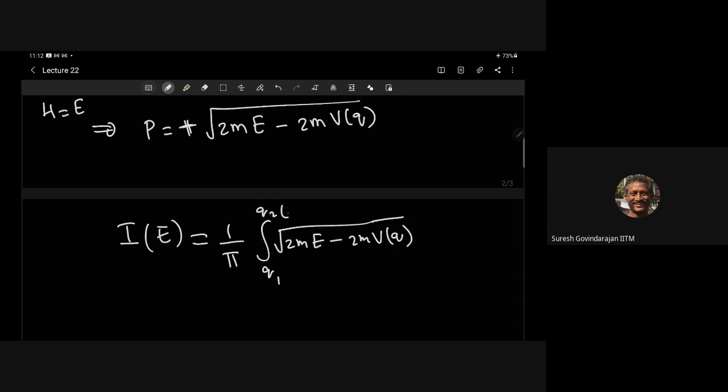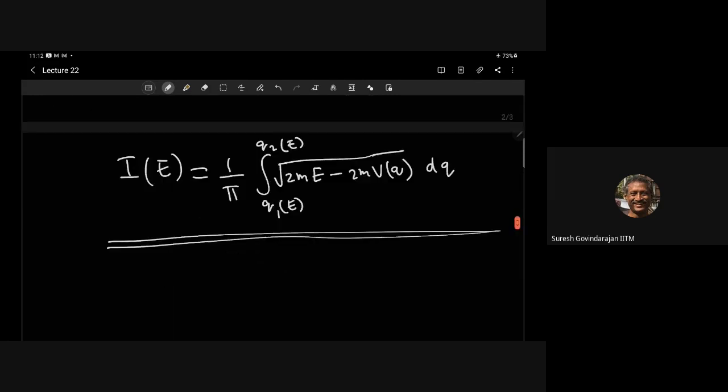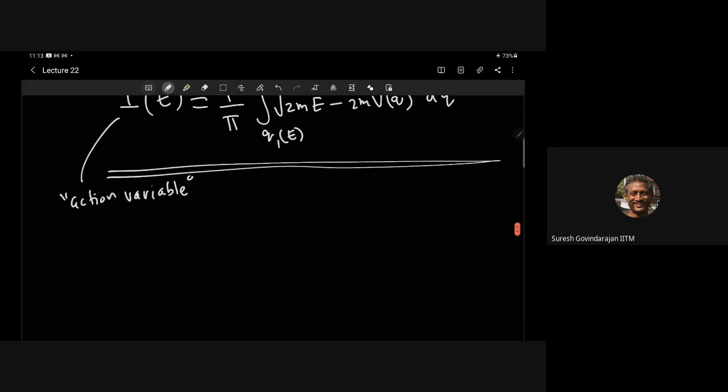And of course these also depend on E. So after you do this integration, this will be what we call the action variable. Is this clear? So I is a function of E. We will call this the action variable. There will be an angle corresponding to that, but let's hold that and go further now.